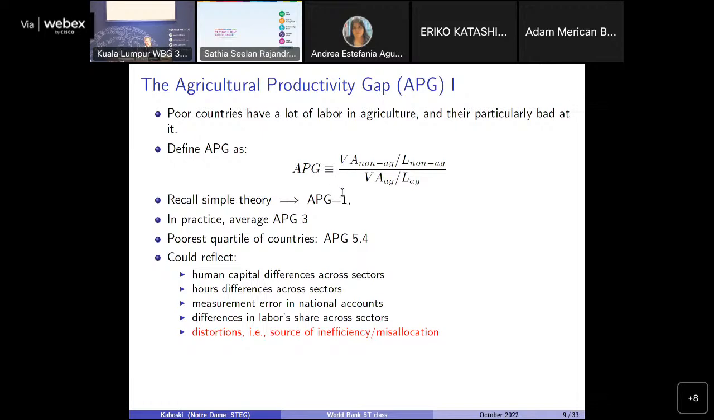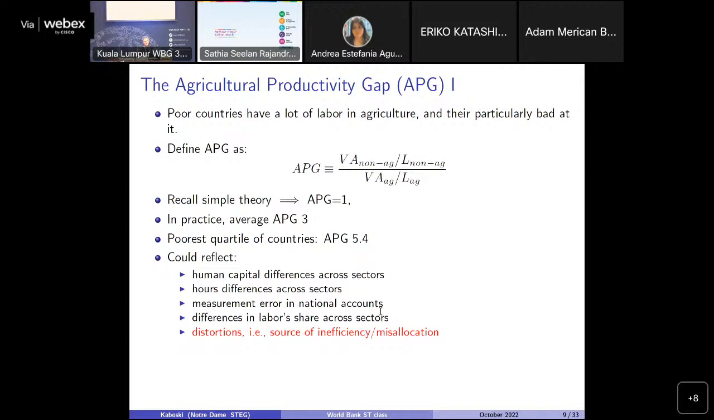Does that make sense? The second thing it could reflect is a difference in hours across sectors. So this is value added per worker. But if people in non-agriculture have to work three times as long as people in agriculture, then value added per hour could still be the same. Does that make sense?